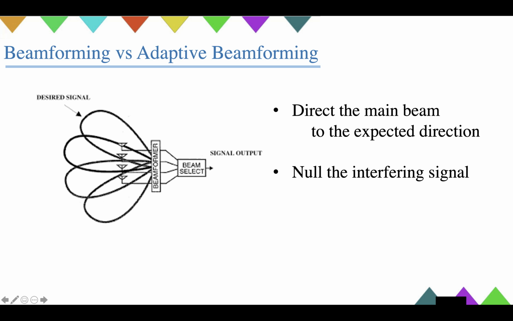required directions. Look at this picture. Several beams enter the receiver, but only one gets out. Also, beamforming is able to null the interfering signal. Therefore, we can get a stable and clear beam in the required direction.